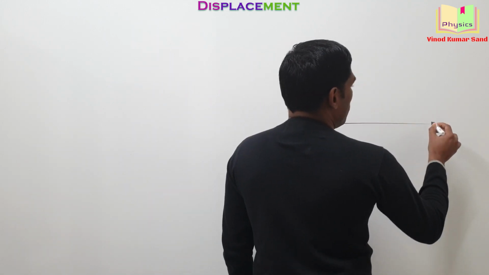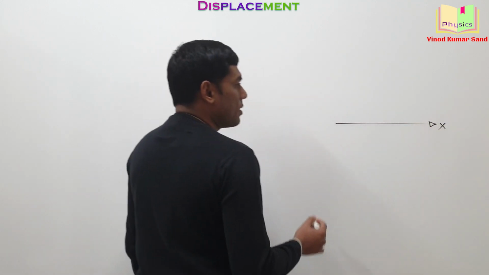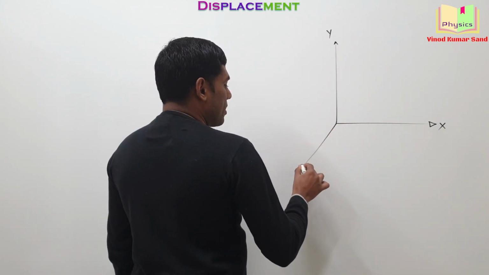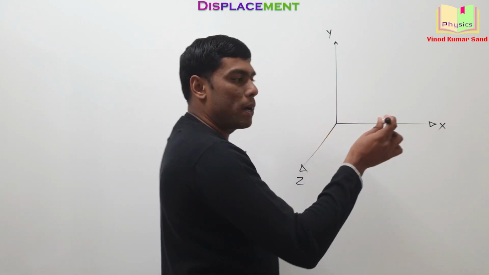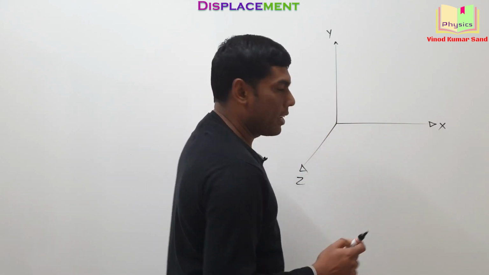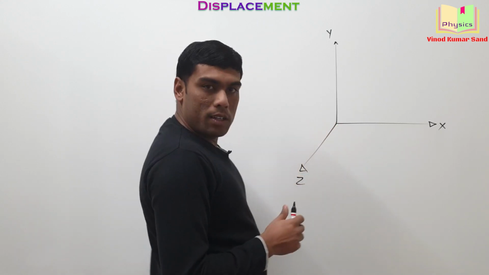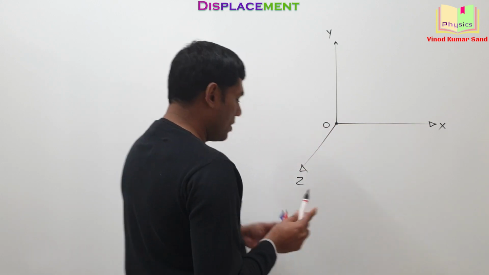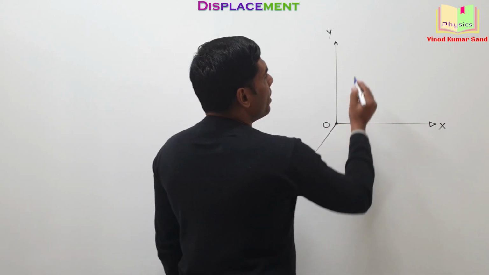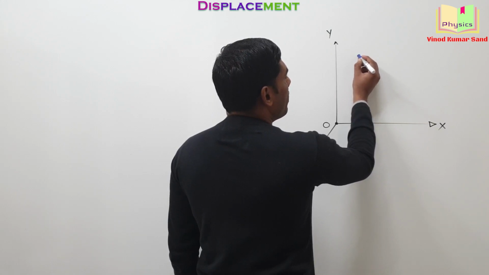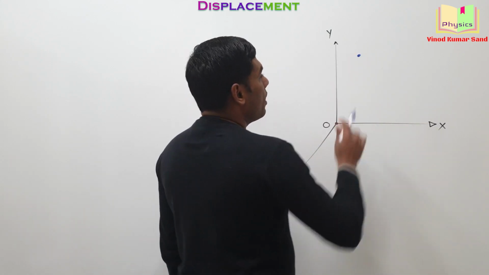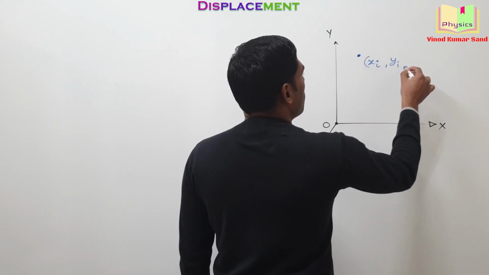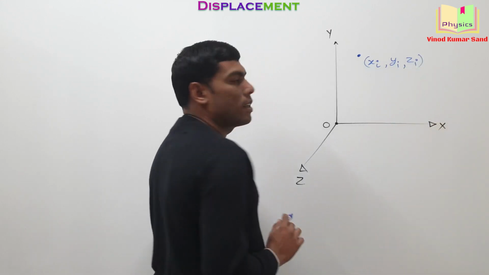Suppose we have the Cartesian coordinate system. Here is the x-axis, here is the y-axis, and the z-axis is coming out perpendicular to the plane of this board that I cannot draw in the air, so I am showing it a bit inclined. Here is the origin of that Cartesian coordinate system. At a given moment, a particle is located at this position and coordinates are given as x initial, y initial, z initial.